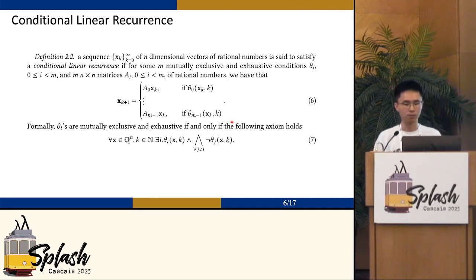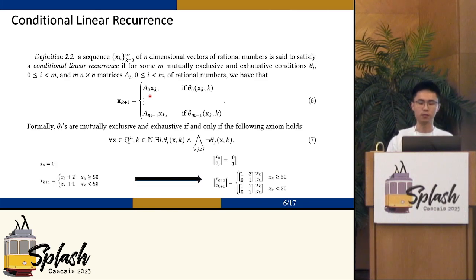So here come the definitions of conditional linear recurrences, for which we want to compute a closed-form solution. Each conditional linear recurrence consists of some branches, and each branch is guarded by some condition. If this condition is satisfied, there is a corresponding linear transition. That's why we call such a recurrence conditional and linear. For the running example, we will also represent it in this matrix form.